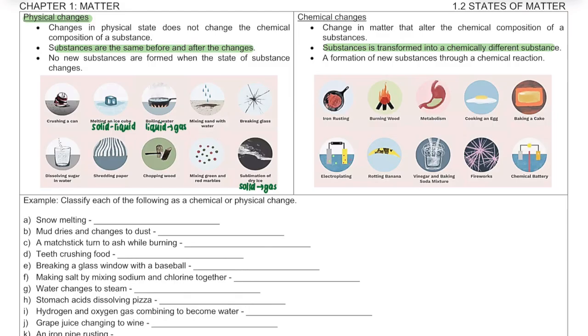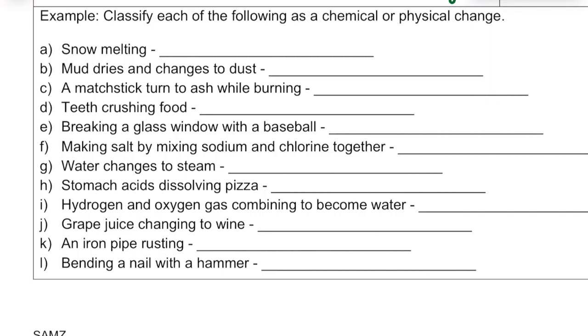Now let's look at the example itself. Classify each of the following as chemical or physical changes. Snow melting means from solid to liquid, hence this is a physical change. Next, mud dries and changes to dust. Mud is wet soil. When it dries, it becomes dry soil again. So it's actually just a change of state. From wet mud, it becomes the dry soil. So this is again a physical change.